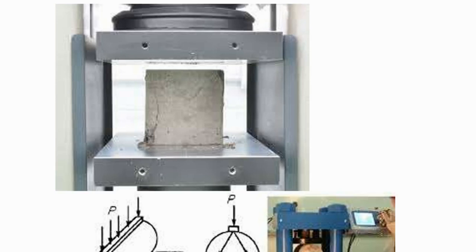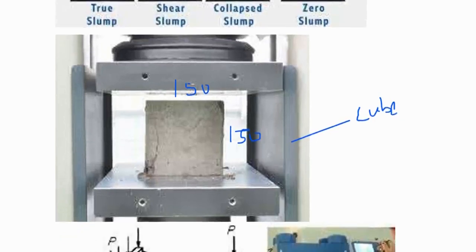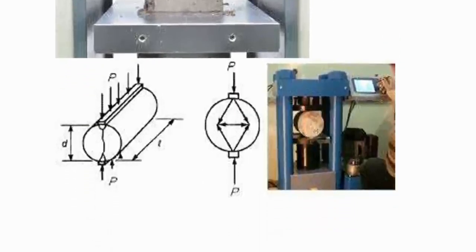You can see this image for the cube test. The cube mold dimension is 150 millimeter, 150 millimeter, 150 millimeter. This is the universal testing machine photograph. You can also see the tensile testing photograph for the cylindrical mold.